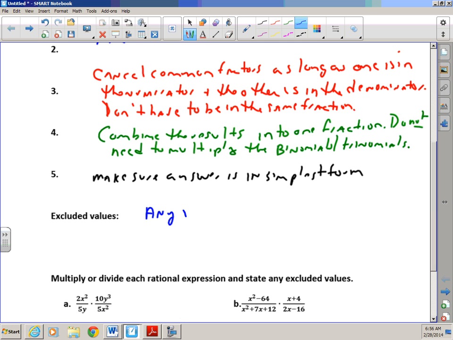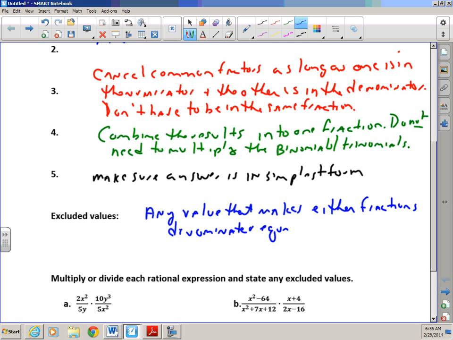Now, similar to what we did yesterday, we have the concept of excluded values, and that's any value that makes either fraction's denominator equal to 0. And again, this is before simplifying. So when you're doing your excluded values, it's all before you've done canceling, etc. Okay? All right.